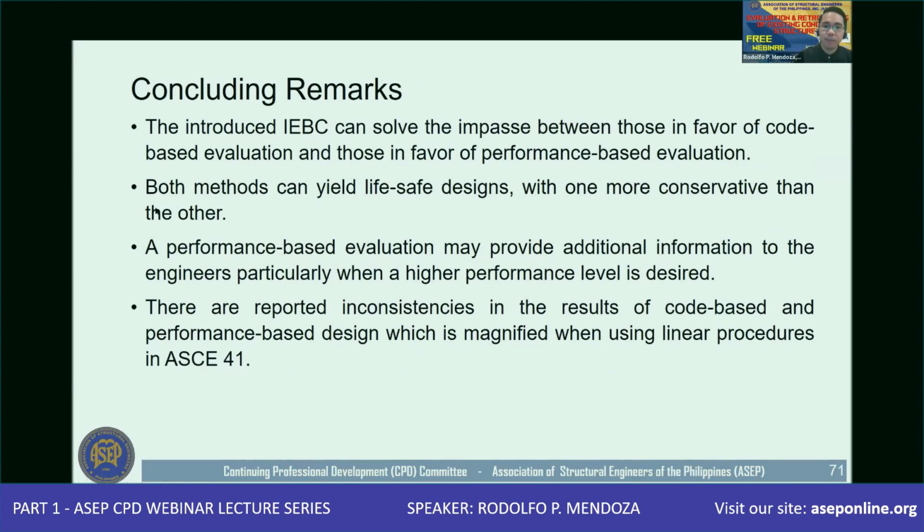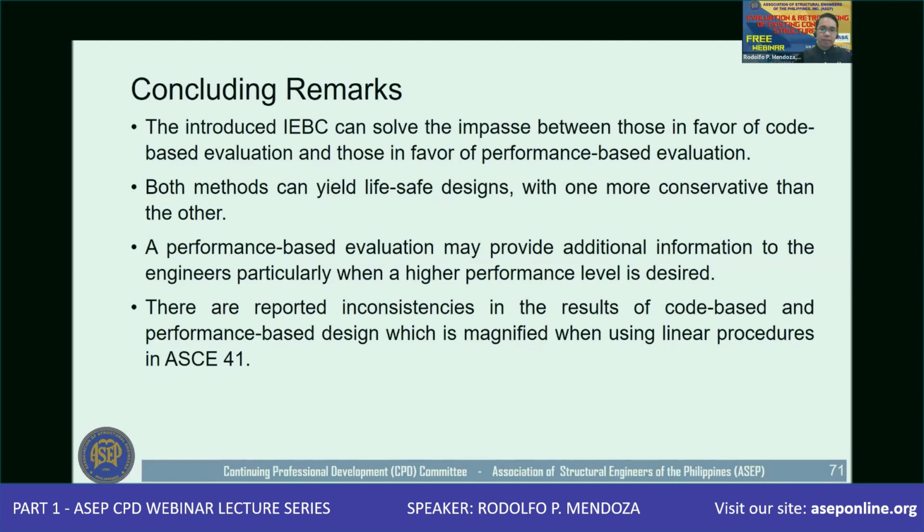International Existing Building Code, which can actually solve the impasse between those who are in favor of code-based evaluation and those who are in favor of performance-based evaluation. Now, both methods, as proven by several authors, can yield life safety design, with one more conservative than the other. A performance-based evaluation, however, provides us additional information, particularly when a higher performance level is desired, because it allows us to select a target performance for a certain structure.